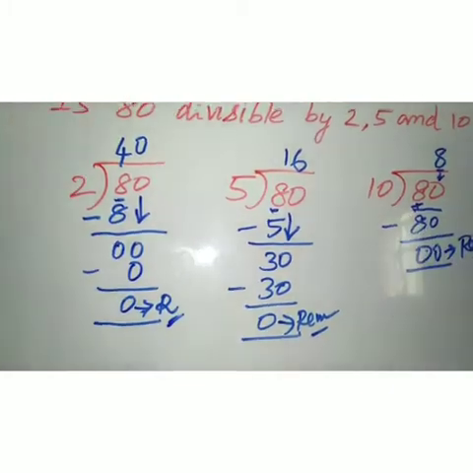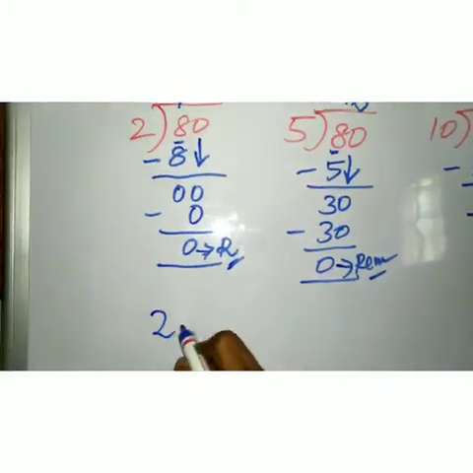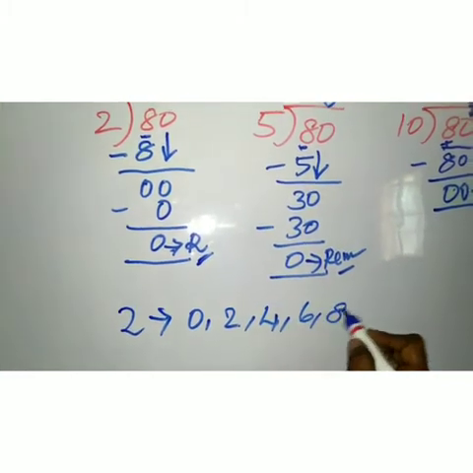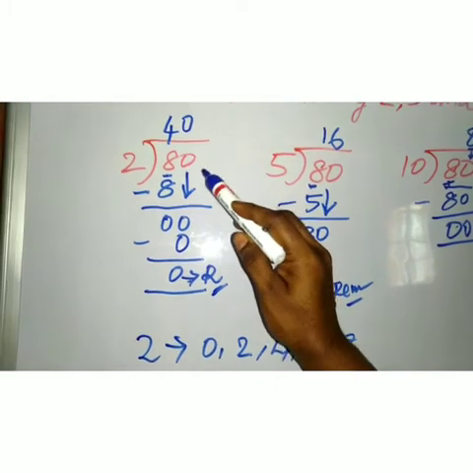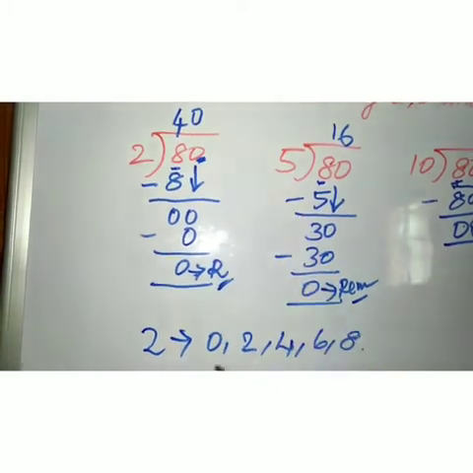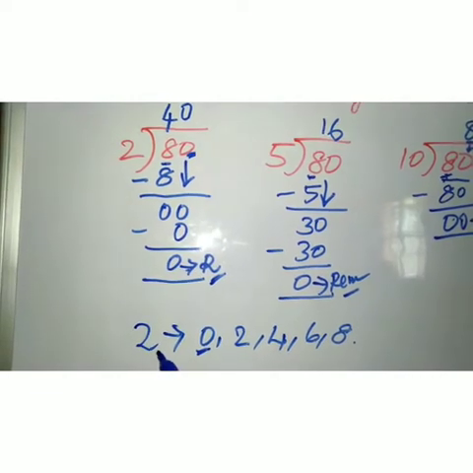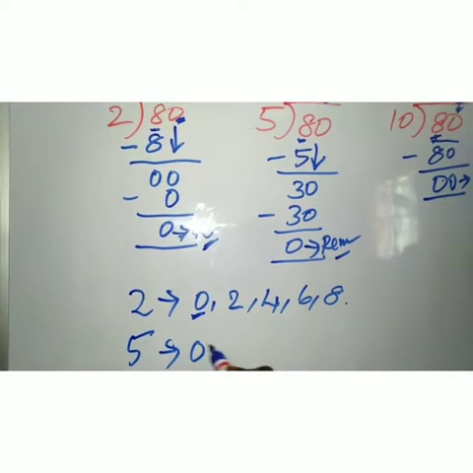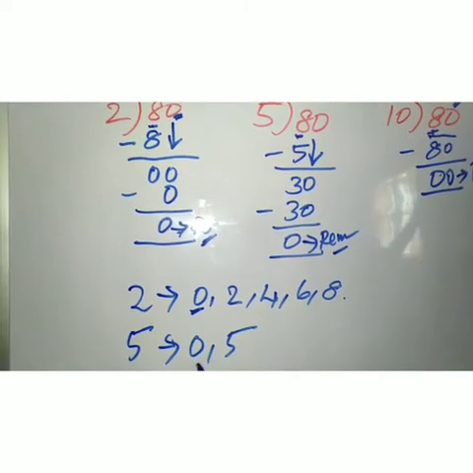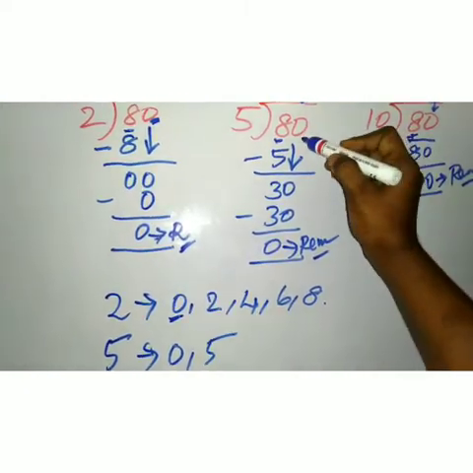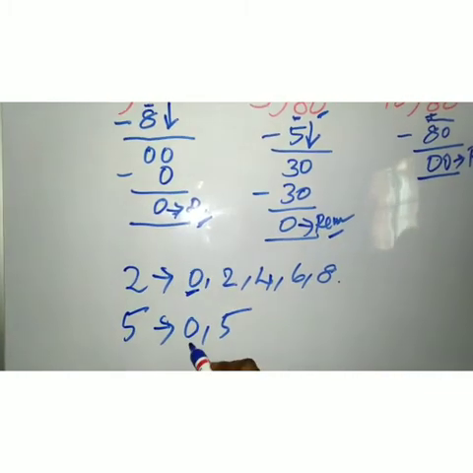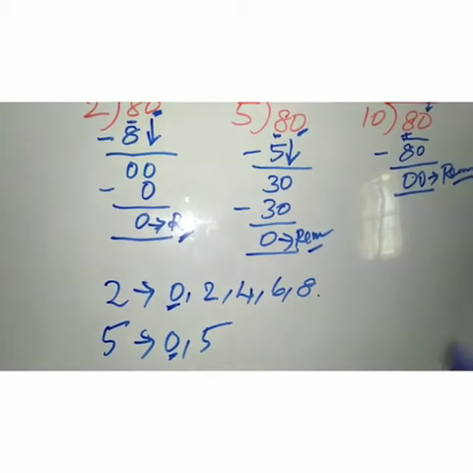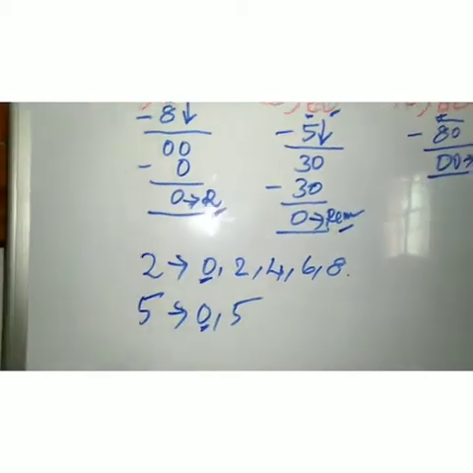Okay children, I have given two rules for you, right? Second rule I am going to use now. 0, 2, 4, 6, 8 are the even numbers. If these even numbers come in 1's place, then we can divide it by 2. Another rule for 5 is, if the number ends with 0 or 5, then the number is divisible by 5.